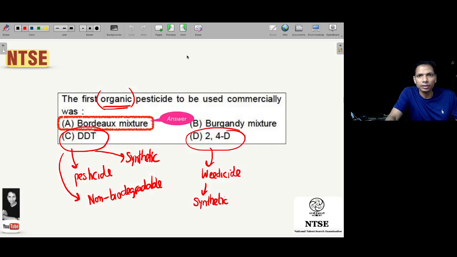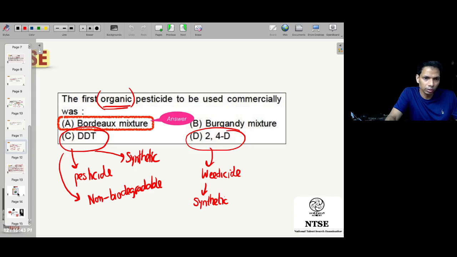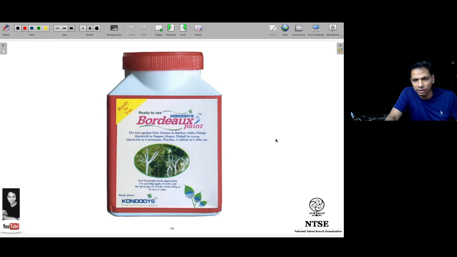As you can see, this is a bottle of Bordeaux mixture, which can be used by farmers as an organic pesticide. So what is a pesticide? A pesticide is something that kills the pest. If you use this Bordeaux mixture, it will not cause any other harm, because it's an organic pesticide. If you use DDT or 2,4-D, those are synthetic, so they can have a long-lasting effect. They can ultimately cause biomagnification. Especially DDT is known to cause biomagnification, because DDT can go to nearby water bodies and accumulate in body tissues.